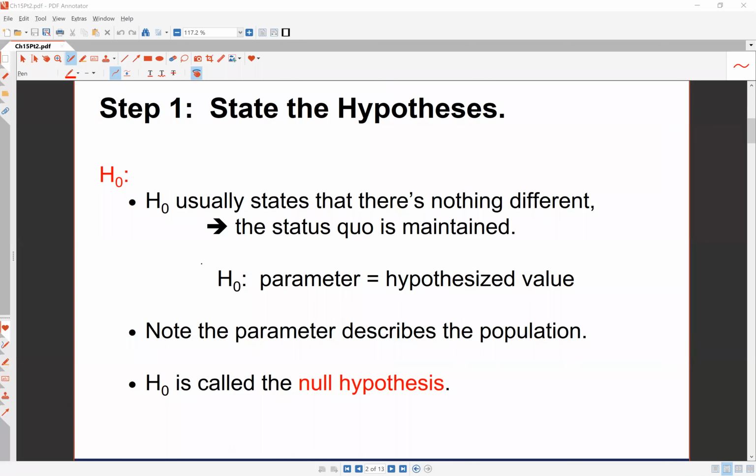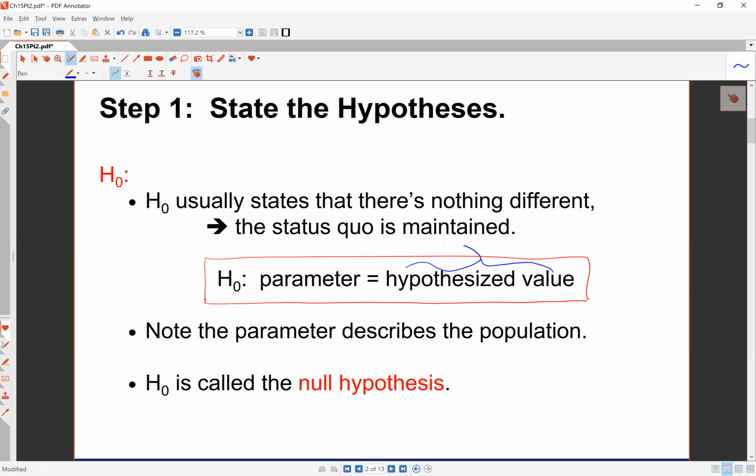So what that's typically going to look like is you're going to, under the null hypothesis, say that the parameter of interest is equal to some hypothesized value. The hypothesized value, that's where the status quo is represented. So whatever value had previously been established, that is typically going to be the hypothesized value. And then the parameter, remember that that is a quantity that is relevant to the population. So the goal always here is to make a statement about the population. That's what the test is about.